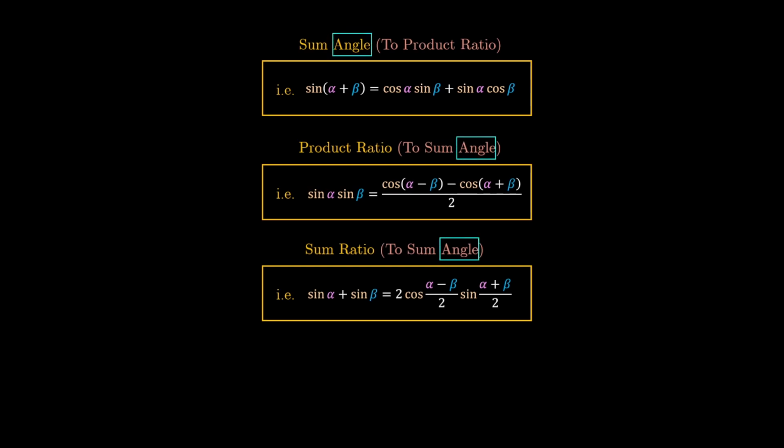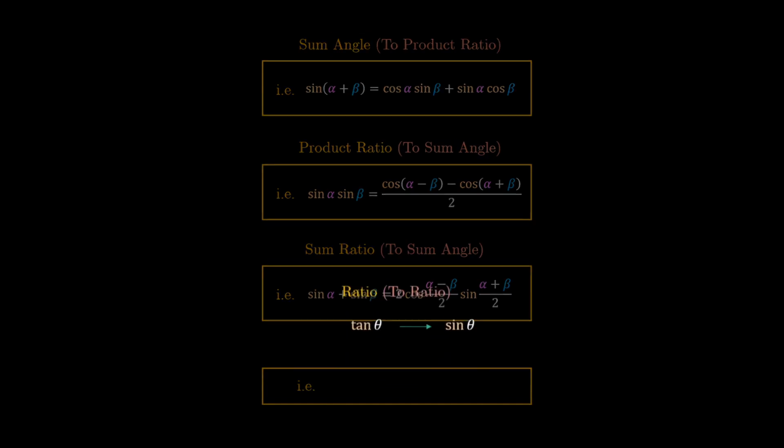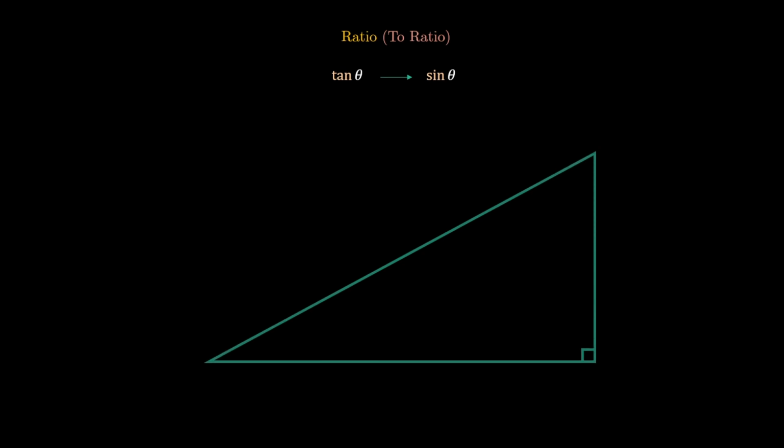And in all of this, we saw the common theme of arriving or starting from angles. But what if we want to work with ratios alone, from a ratio to a ratio? For example, from tangent theta to sine theta. So let's focus on that. How would we solve that? Well, let's bring out a right triangle with the angle theta. Adjacent side is x, opposite side is y, and hypotenuse is r. From this, we can see that tangent theta equals y over x, and sine theta equals y over r.